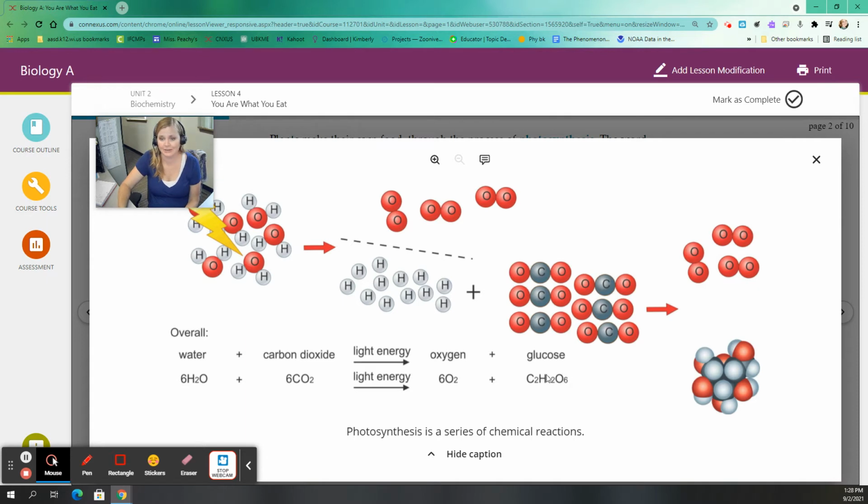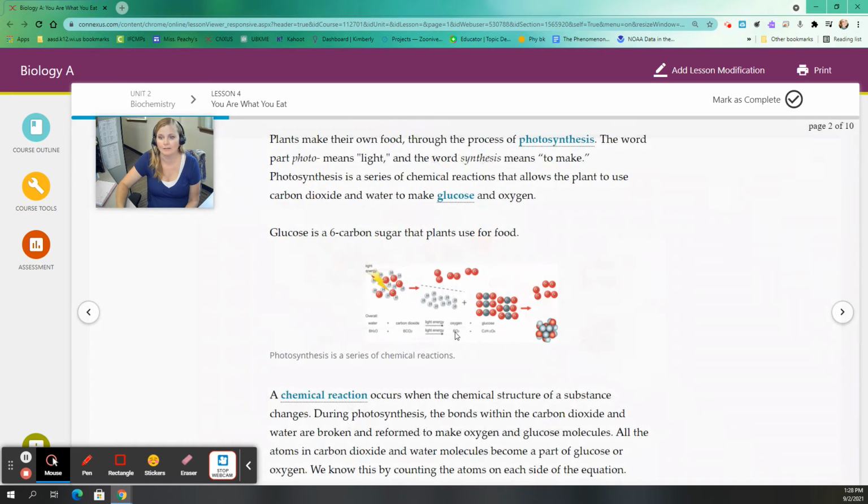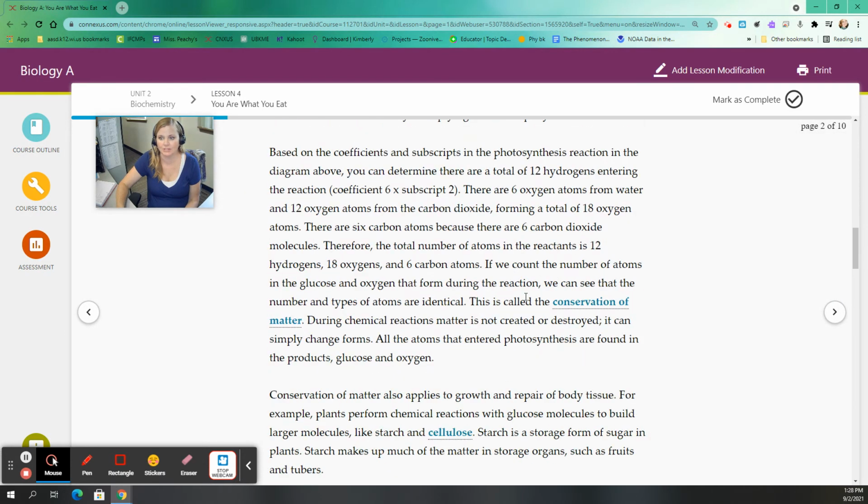The idea here is that we have 6 carbons here and we have 6 carbons here. So you always have the same number of each element on both sides of the chemical reaction. That is called the law of conservation of matter. That's what they're talking about here. So what's happening is that the plant is producing glucose. It can then take that glucose, that simple sugar, and make more complex molecules, things like starch.